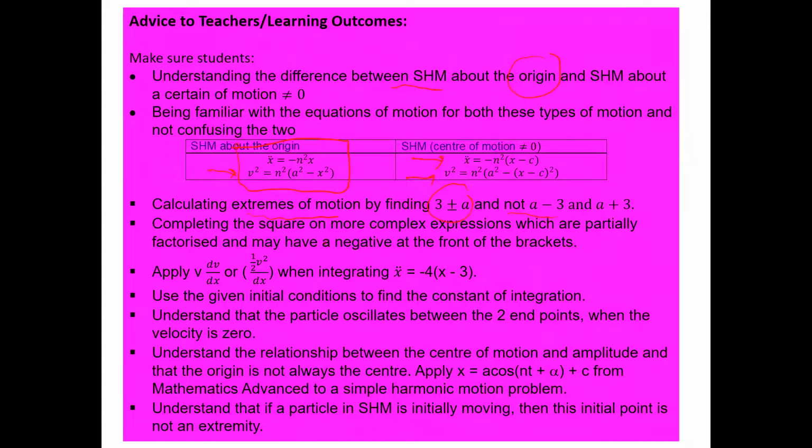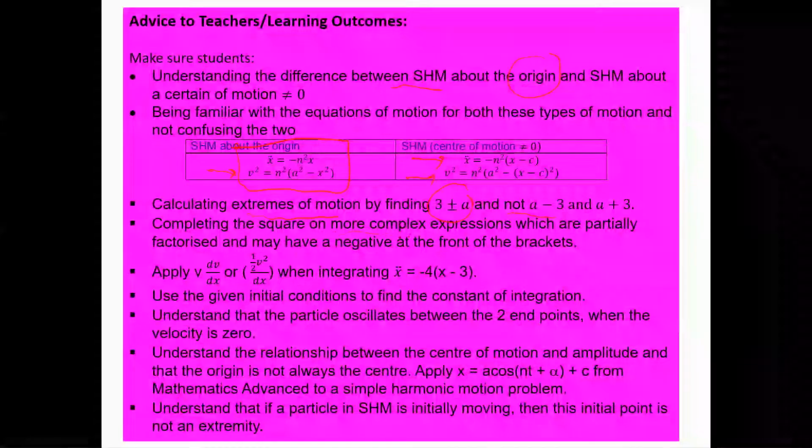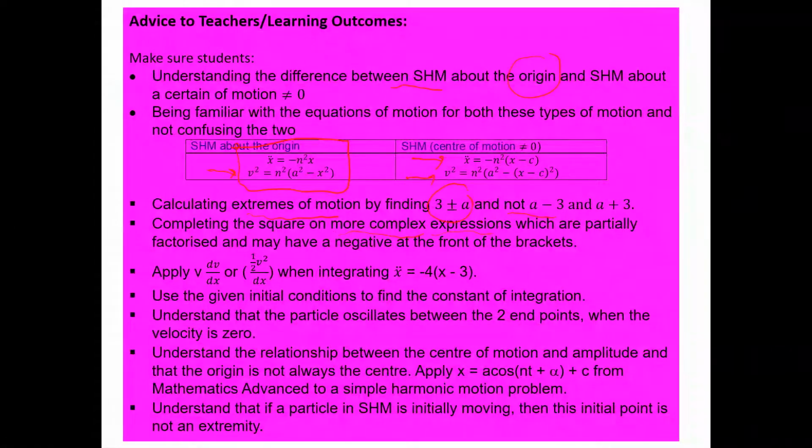Also, on completing the square, students should learn to complete the square on a more complex expression, which may be partially factorized or may have a negative at the front of the brackets. Apply acceleration as v dv/dx or d/dx of half v squared when integrating acceleration in terms of x. Use the initial condition to find the integration constant.